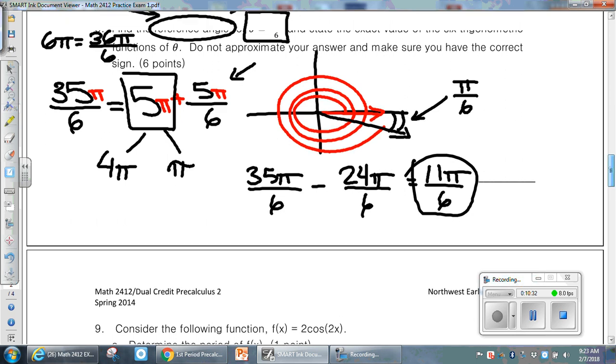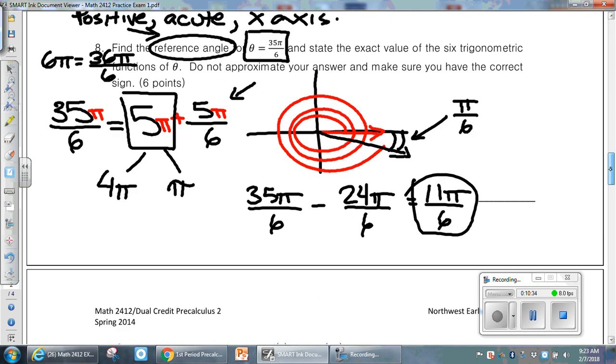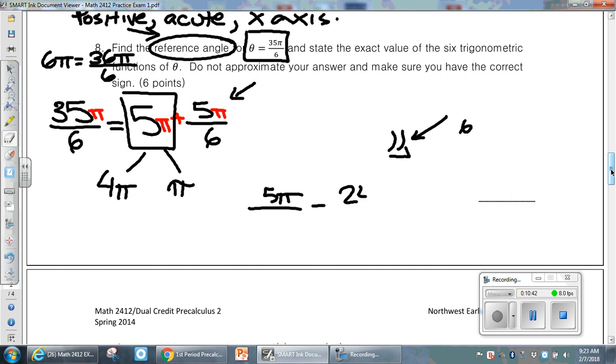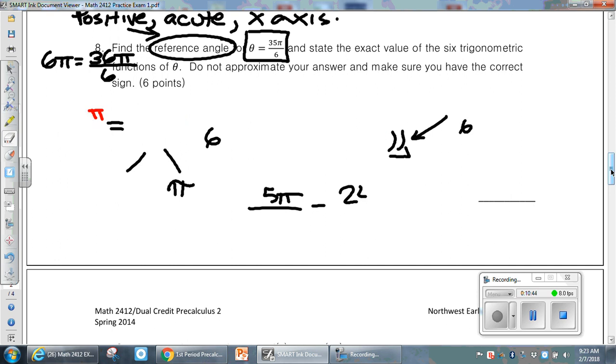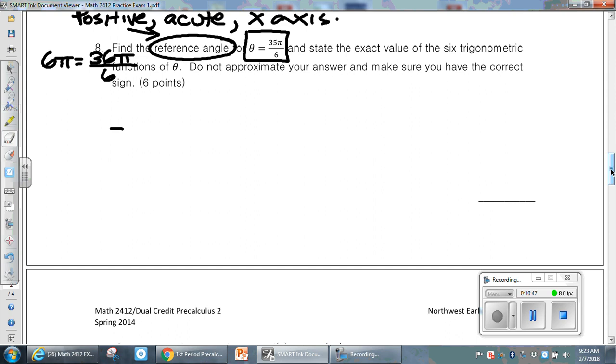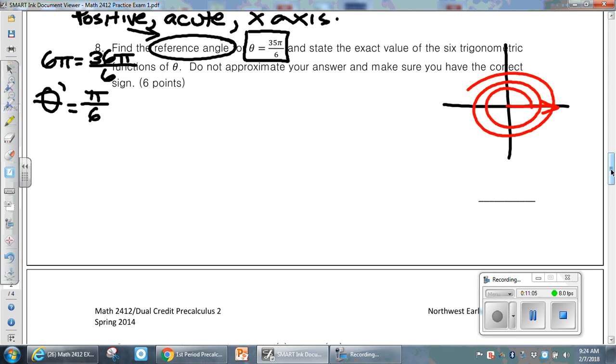Okay, just remember that the reference angle is always positive, okay? And actually, that's just one part of the question, to find the reference angle. The other part is to give me all the trigonometric functions. So because your theta prime, we agree it was pi over 6, correct? But do you guys remember what was the terminal side of our angle in question, the 35 pi over 6? Right here. So it's quadrant 4.